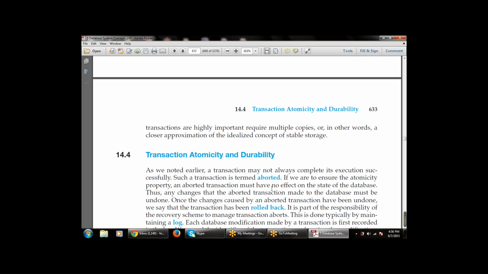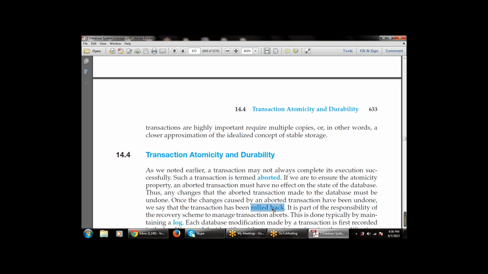To ensure the atomicity property, an aborted transaction must have no effect on the state of the database. So whatever the state of the database that is available, it must not be affected. Therefore, any changes that the aborted transaction made to the database must be undone. Once the changes caused by the aborted transaction have been undone, we say that the transaction has been rolled back.